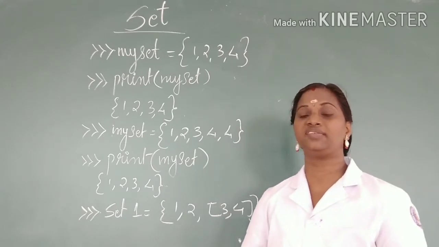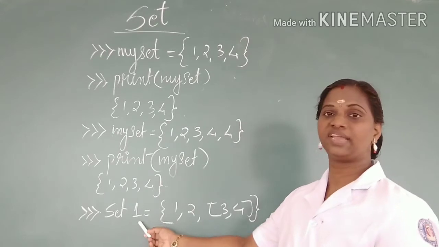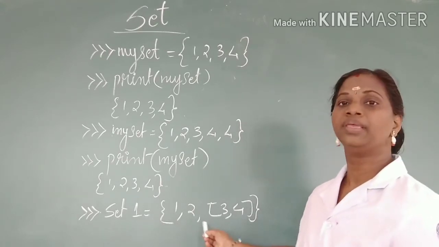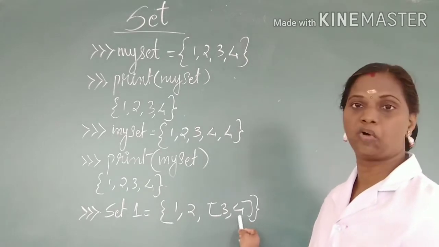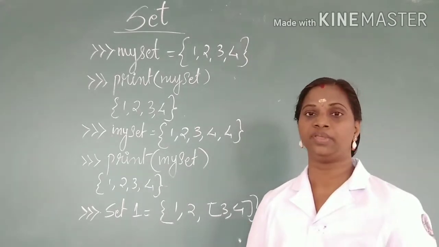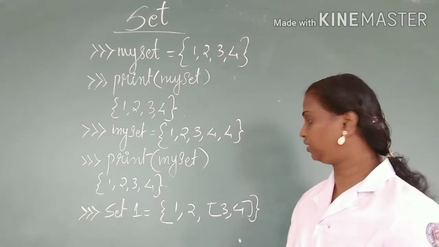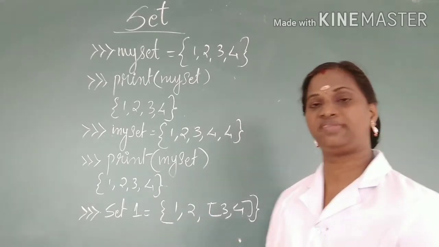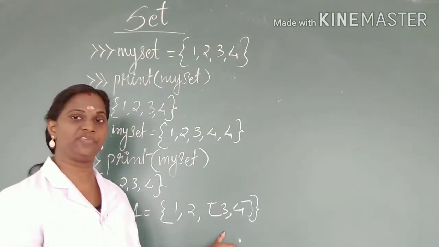The next one is sets cannot add mutable elements. See here, set 1 is equal to 1, 2, then one list, 3, 4. A list is mutable, so when you do like this, it will report an error. This one is not possible in sets, because sets cannot add mutable elements.